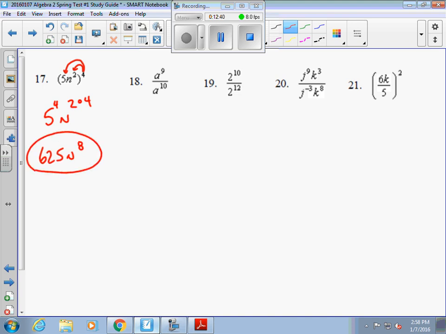A to the 9th over a to the 10th. When you multiply the same bases, you add. But in this case, when you divide the same bases, you subtract. So you have a to the 9 minus 10, which gives you a to the negative 1. But just like a little while ago, you can't leave a negative exponent. So we need to ride the elevator. Make it a fraction to where it can go down. And anything raised to the negative value has to go down. So 1 is left on top. A to the positive 1 comes down. There's no reason to write something to the positive 1 exponent.